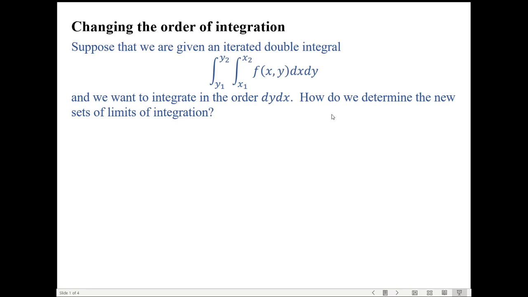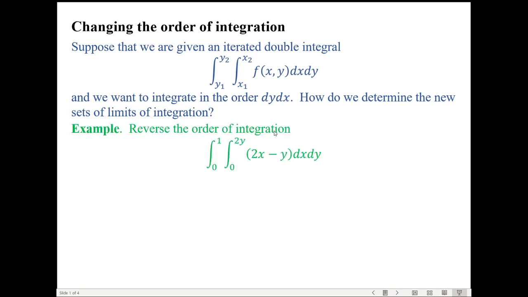How do we determine the new sets of limits of integration? Consider the following example. Reverse the order of integration of the following. Integral from 0 to 1, integral from 0 to 2y of 2x minus y dx dy. So the order is x first and then y. All right. We can do this if we know the region of integration, denoted by S usually. And so how is S determined?